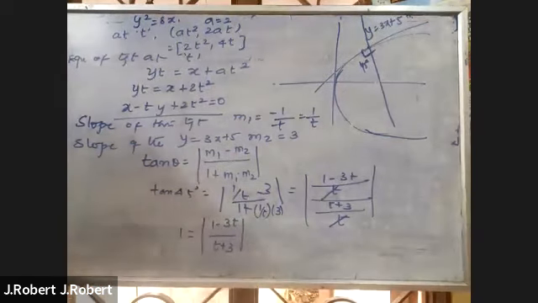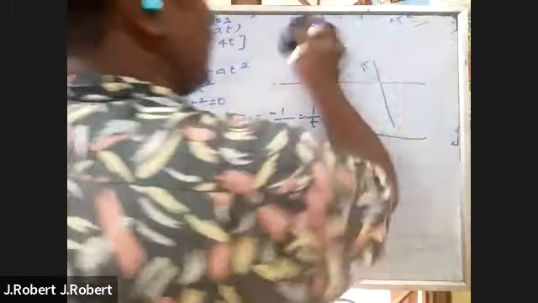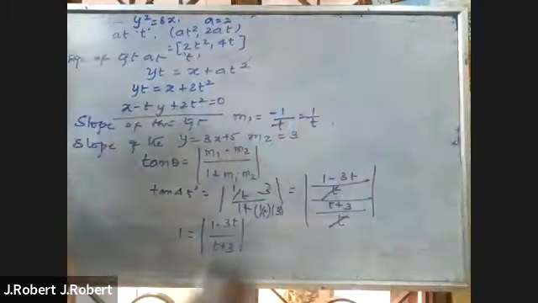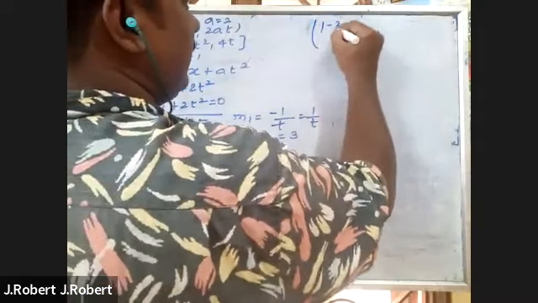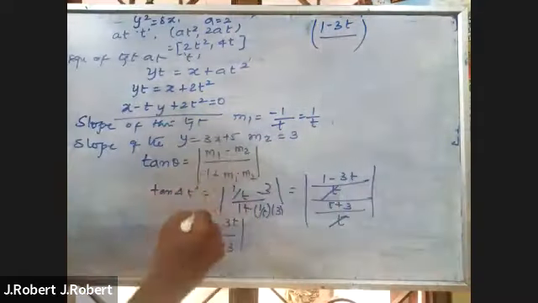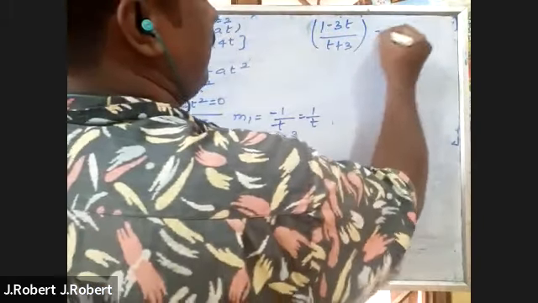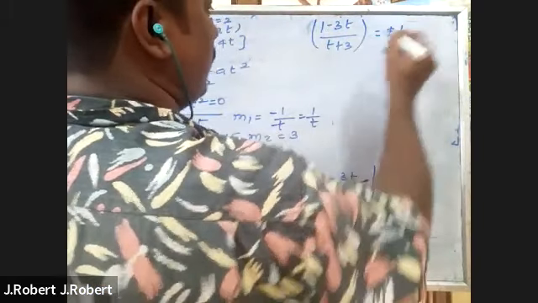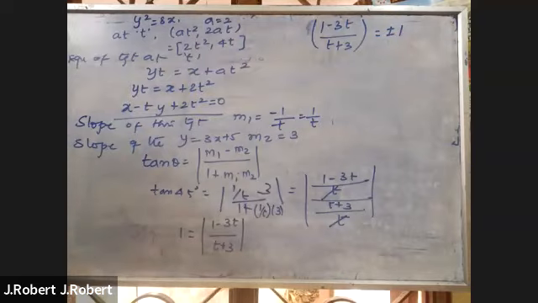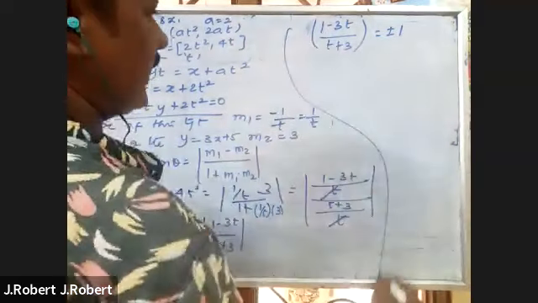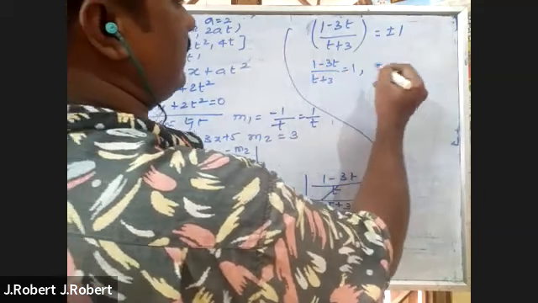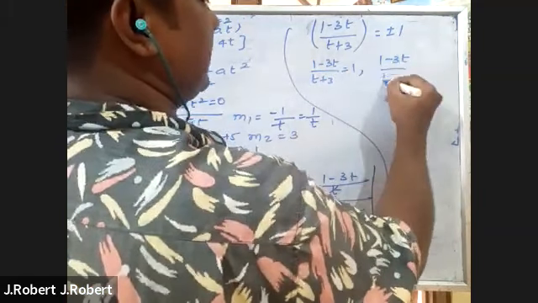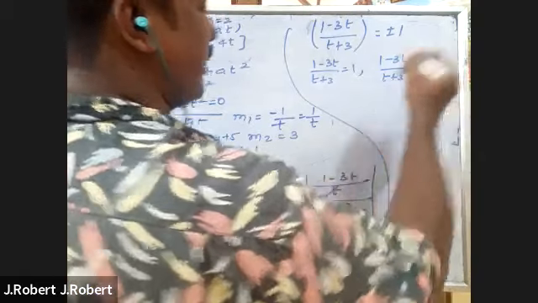Since there is a modulus, if I remove the modulus, this becomes plus or minus 1. So I can write 1 minus 3t divided by t plus 3 equals plus or minus 1. We can take two cases. First, 1 minus 3t divided by t plus 3 equals 1. Second case, 1 minus 3t divided by t plus 3 equals minus 1.